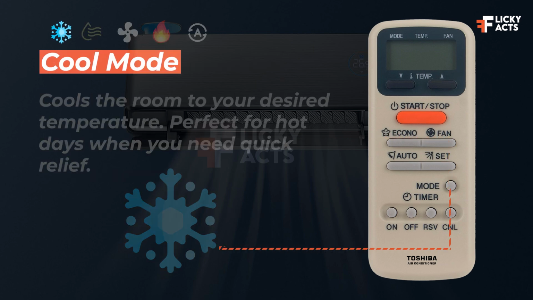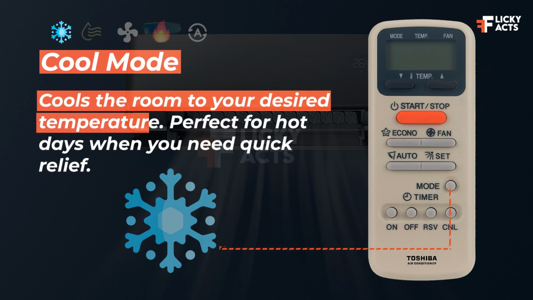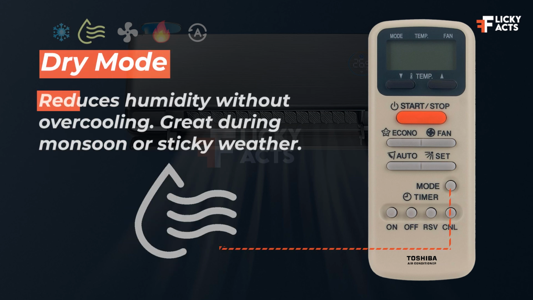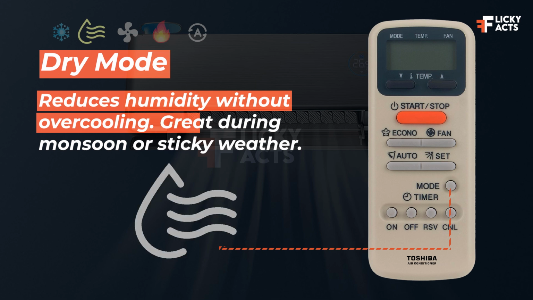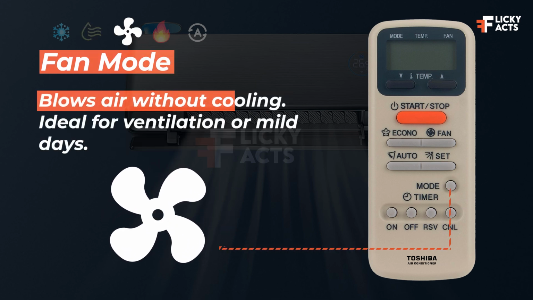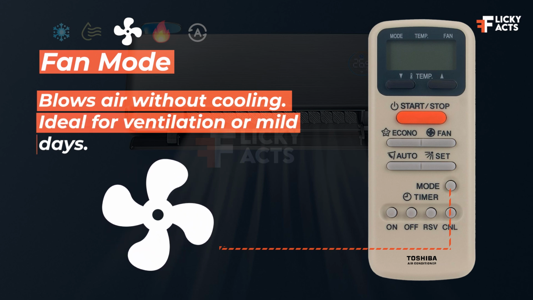Cool mode cools the room to your desired temperature. Perfect for hot days when you need quick relief. Dry mode reduces humidity without overcooling. Great during monsoon or sticky weather. Fan mode blows air without cooling. Ideal for ventilation or mild days.